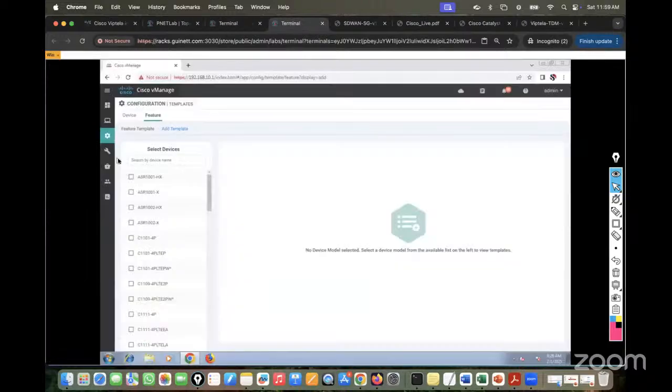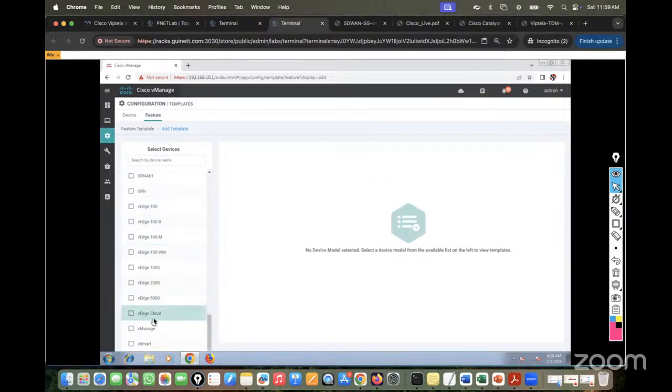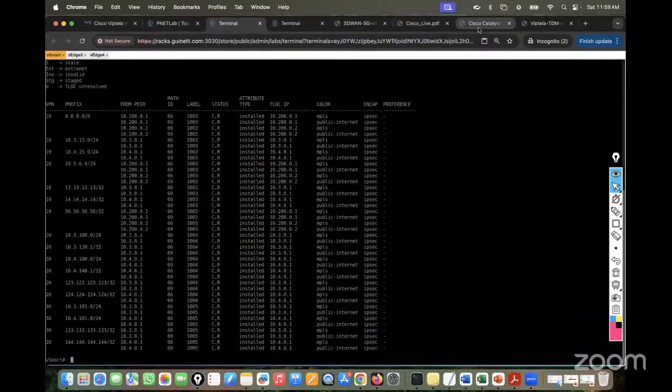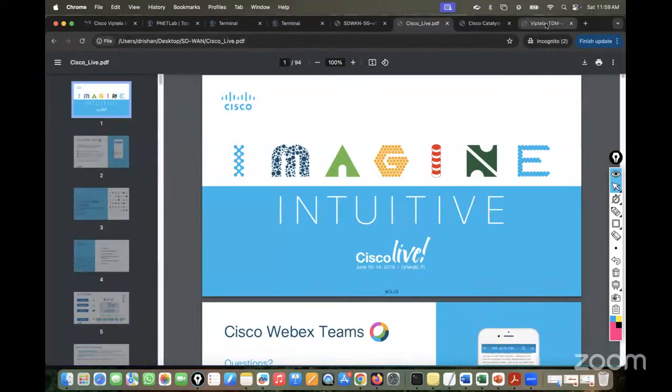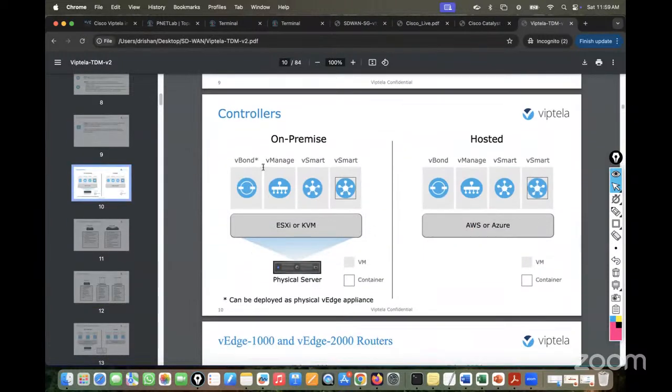So if I go here, you can see these are the vEdge devices. vEdge 100, these are the physical devices. But if I go down, this is my vEdge Cloud. This is my virtual device. Controllers are always going to be virtual. Means whatever we have discussed till now, vSmart, vBond, this cannot be a physical device. This will always be a virtual device.